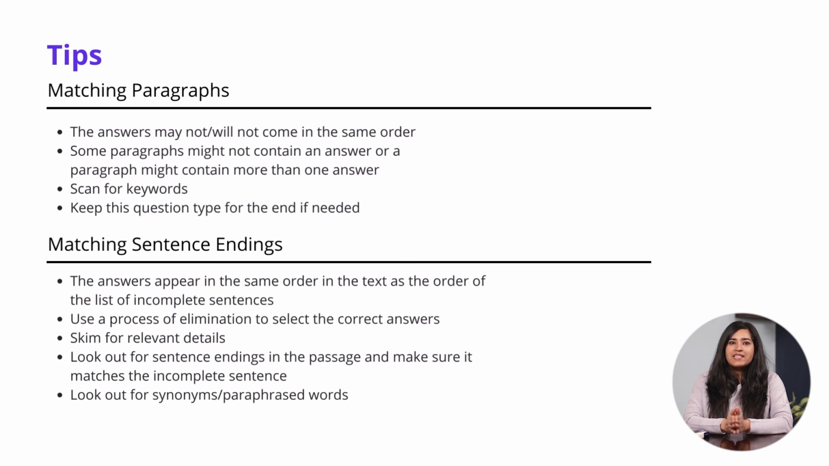Moving on to tips for matching sentence endings. Remember, the answers appear in the same order in the text as in the order of the list of incomplete sentences. Use a process of elimination to select the correct answers. When you find the answer to one question, you can cross it off on your question paper to avoid confusion. Skimming for relevant details will help you find the answers faster. Look out for sentence endings in the passage and make sure it matches the incomplete sentence. Also, look out for synonyms and/or paraphrased words.